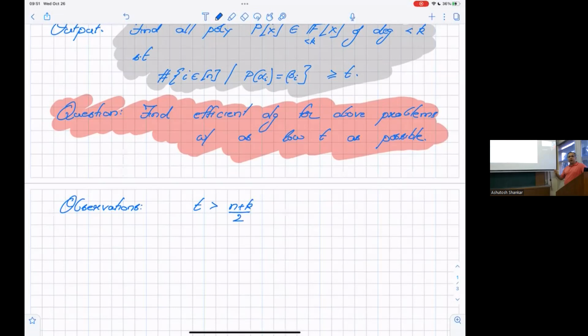I'm writing it in terms of agreement. So far, we have been writing it in terms of errors. So it will be errors is less than (n minus k)/2. Now I'm going to write everything in terms of agreement. It's a cleaner parameter to work with in this setting.